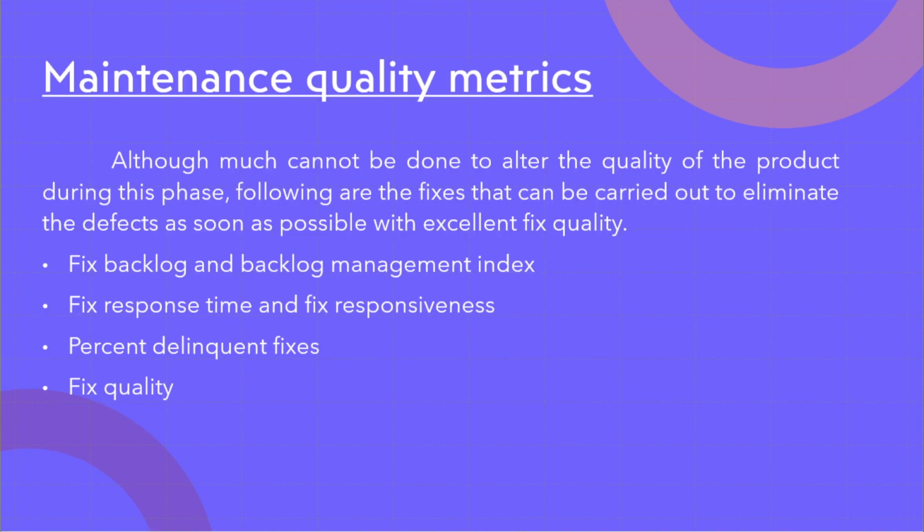And lastly, maintenance quality metrics. Although much cannot be done to alter the quality of the product during this phase, following are the fixes that can be carried out to eliminate the defects as soon as possible with excellent fix quality for maintenance: fix backlog and backlog management index, fix response time and fix responsiveness, percent delinquent fixes, and fix quality.